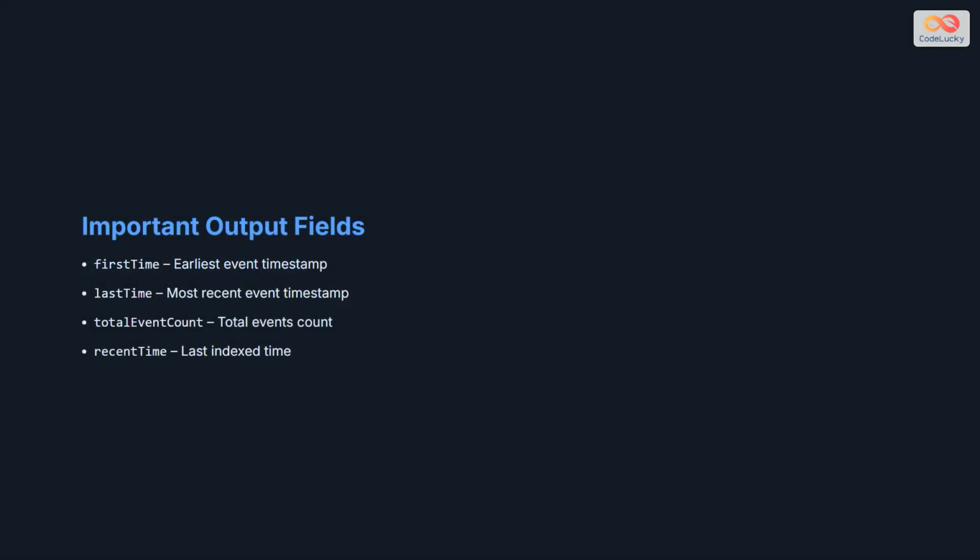Some important output fields to understand include first time, which marks the earliest event timestamp, last time, showing the most recent event timestamp, total event count, the overall number of events logged, and recent time, which is the latest index time for the data.